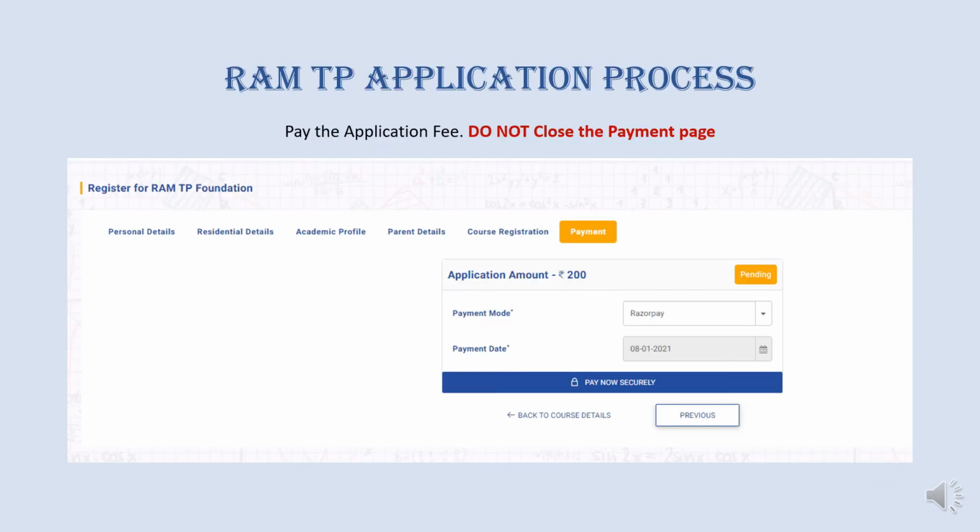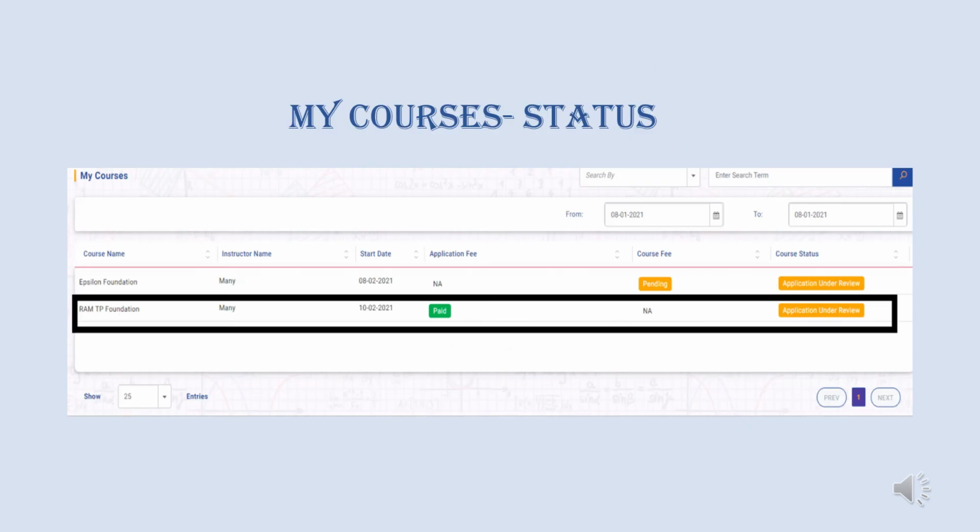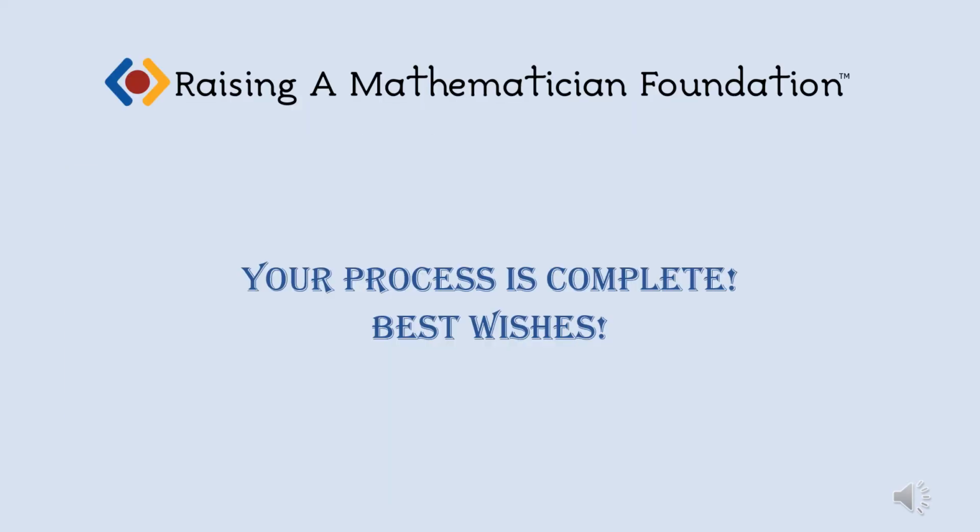If you are applying for RAMTP, once you have entered all the details, you then have to pay the application fee. Again, it is very important that you do not close the payment page. You will now see the payment and application status updated in the My Courses page. Your process is now complete.